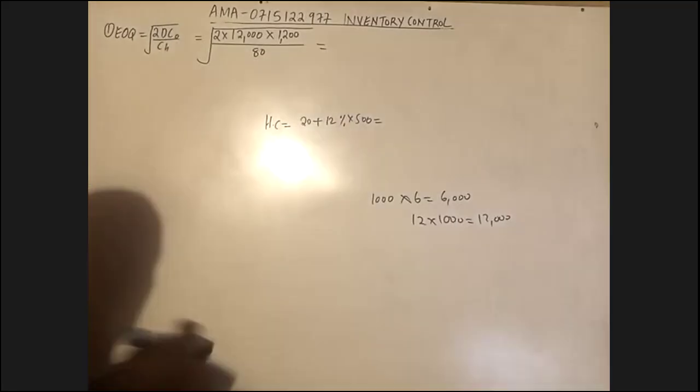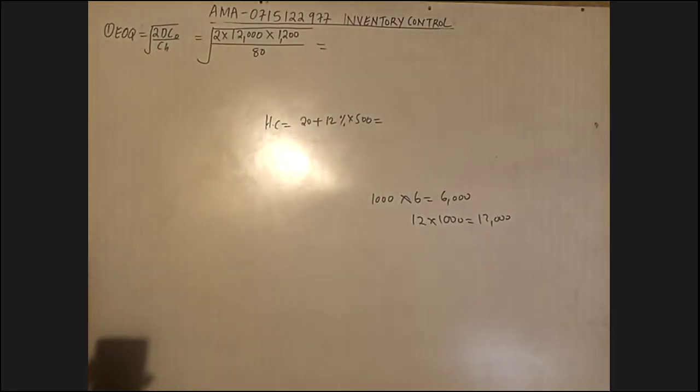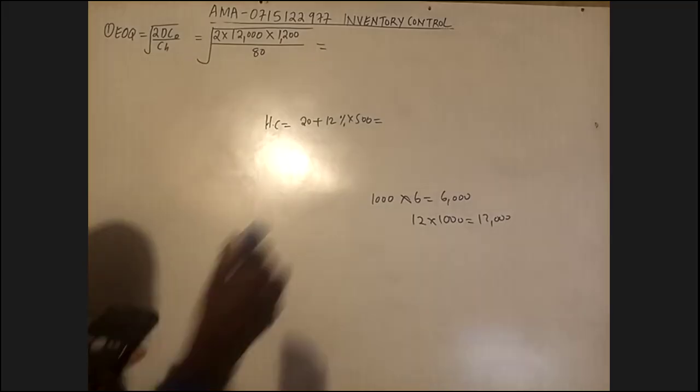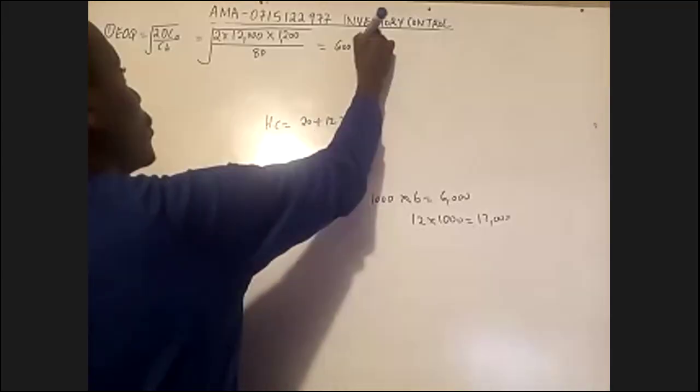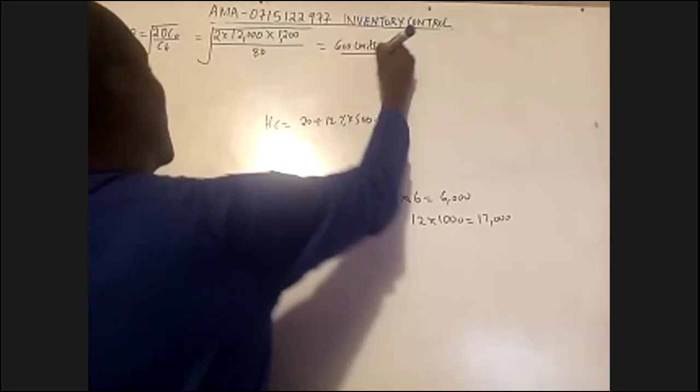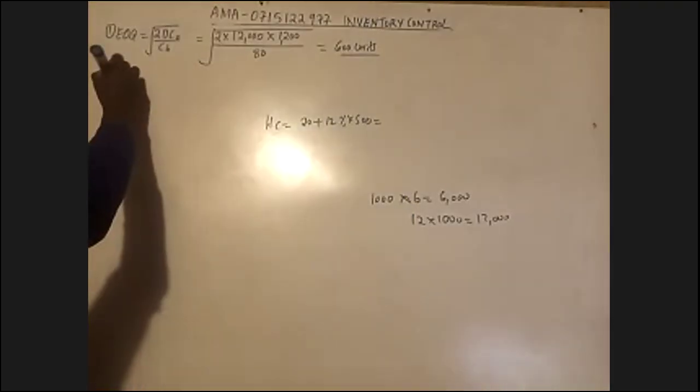Now give me the answer. So 2 times 12,000 times 1,200 divided by 80, then square root. That gives 600 units. That finalizes number 1.